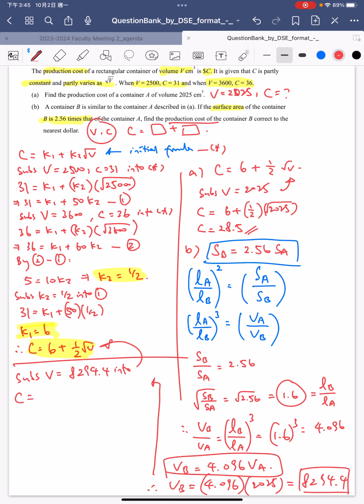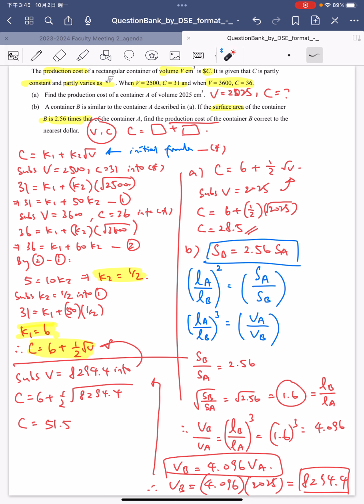So we have C is equal to 6 plus a half times the square root of 8,294.4. Then using your calculator, you divide by 2 and add the 6. So it's approximately equal to 51.536 and so on. But what we want is just 3 significant figures, which means that what we want is just 51.5.